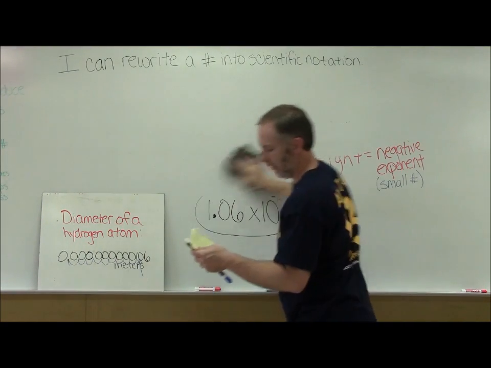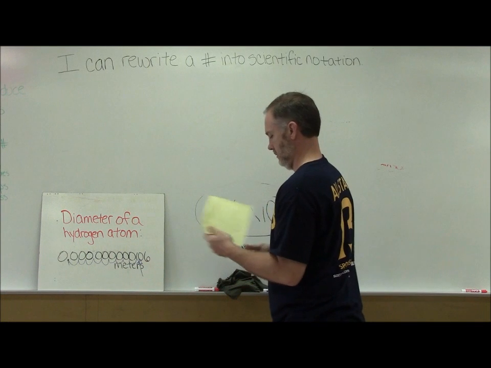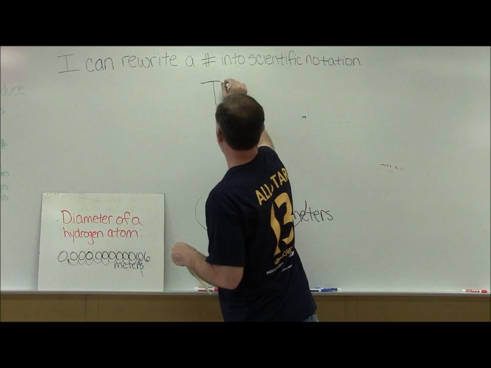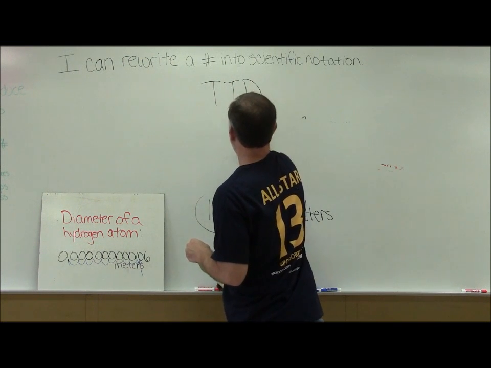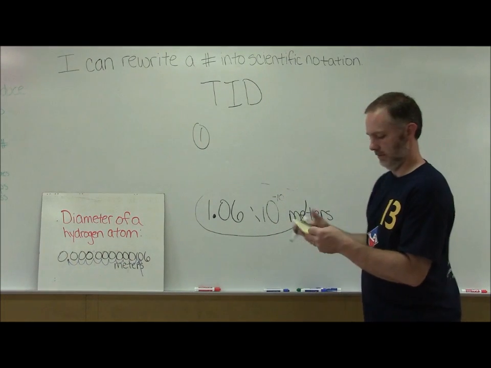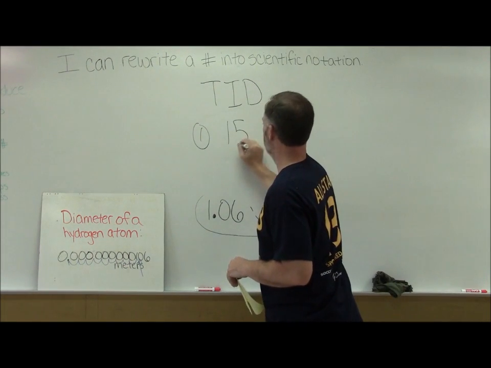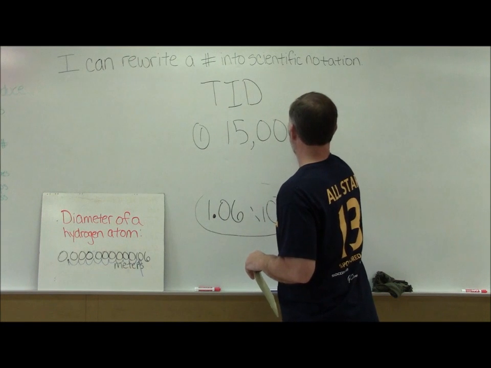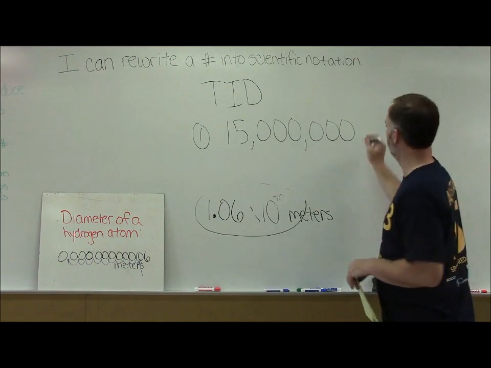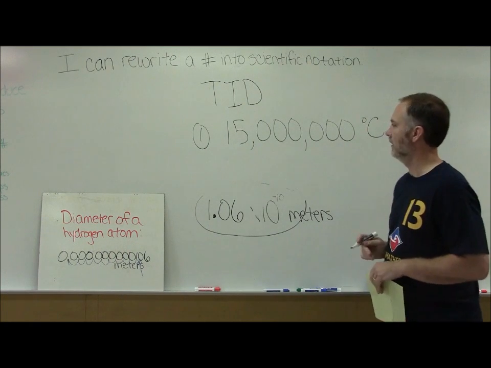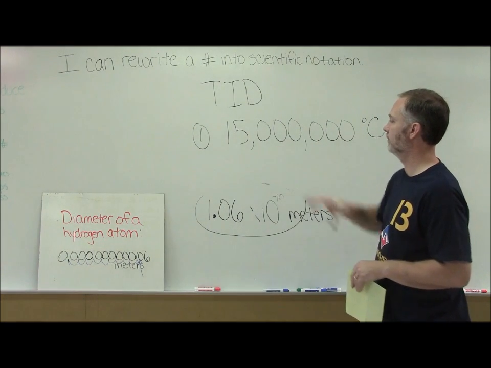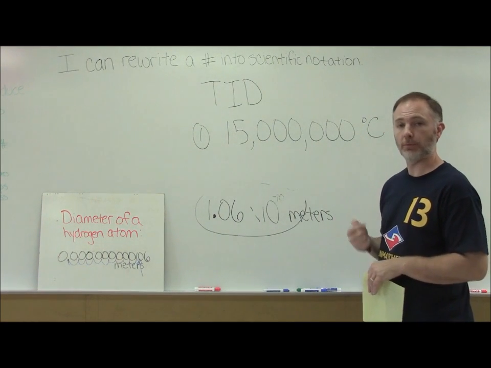First ticket in the door problem is 15 million degrees Celsius. That's the temperature of the core of the sun. I want you to take this big number and rewrite it using proper scientific notation.